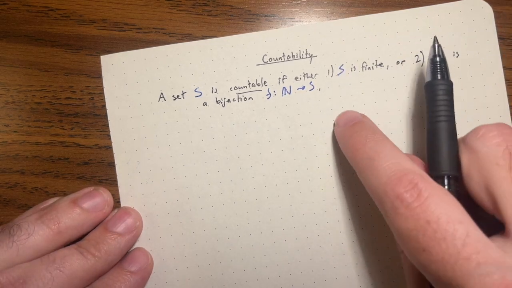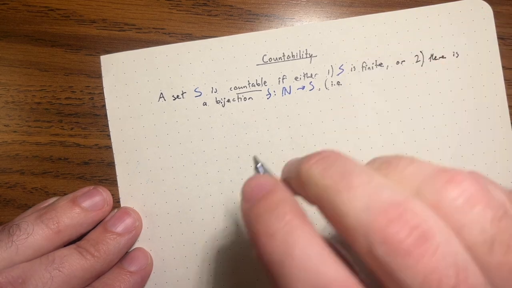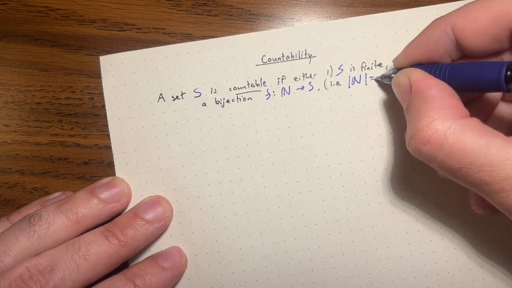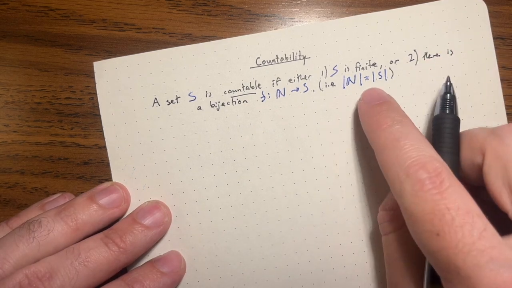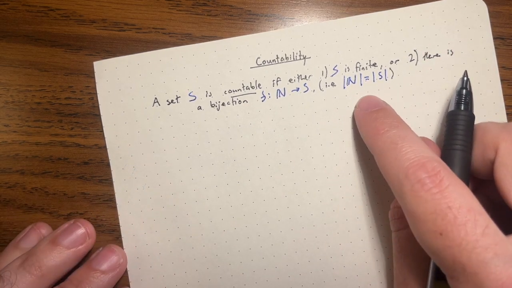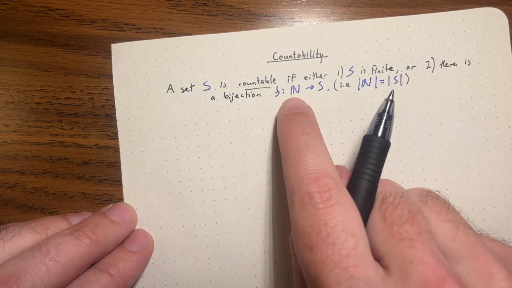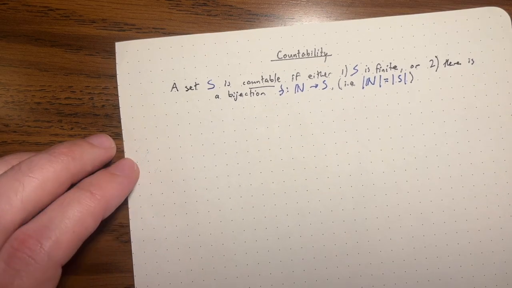Well, in our language that we've developed so far, another way to say this is the cardinality of N and the cardinality of S are equal. What does this mean? It just means there's a bijection between the two sets. So countable specifically means we have a bijection with the natural numbers, or we're finite.